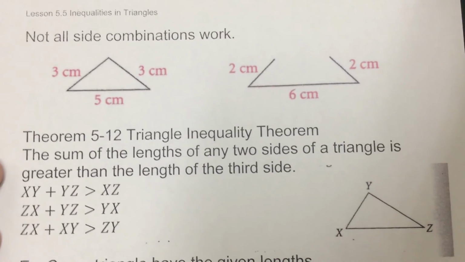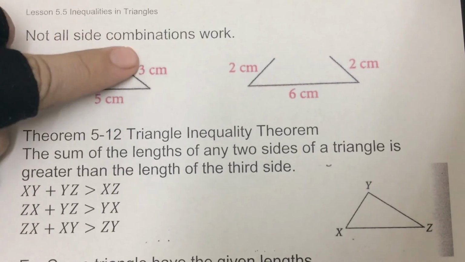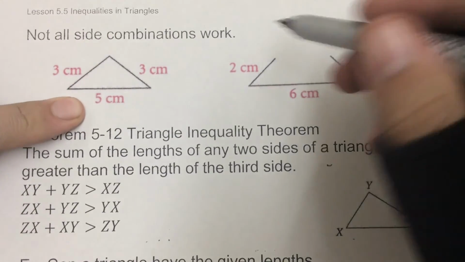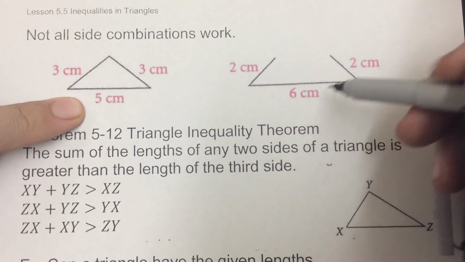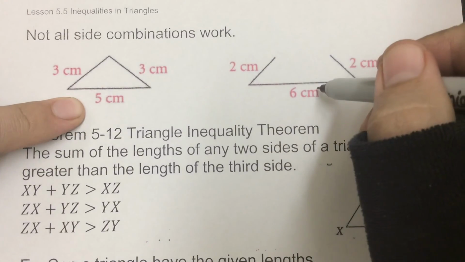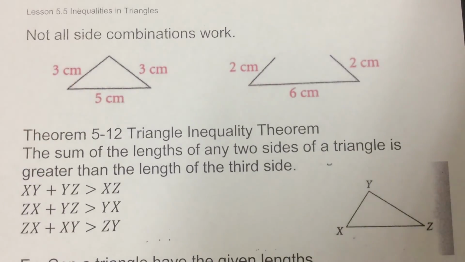Now, something to keep in mind is not all side combinations will work. While 3, 3, 5 works, a 2, 2, 6 will not work. If you think about it, even if we laid these down flat, the two sides wouldn't reach each other and we'd have an open shape, which wouldn't be a triangle.